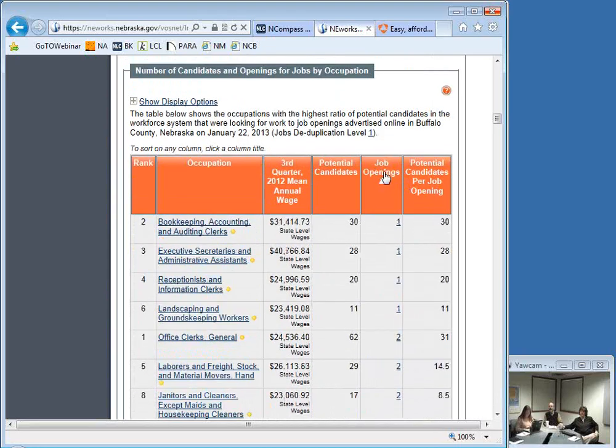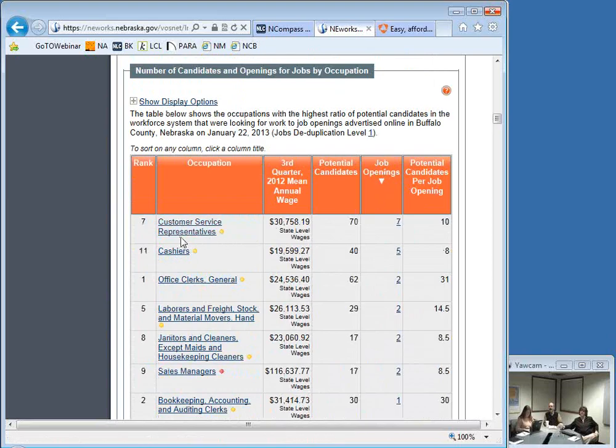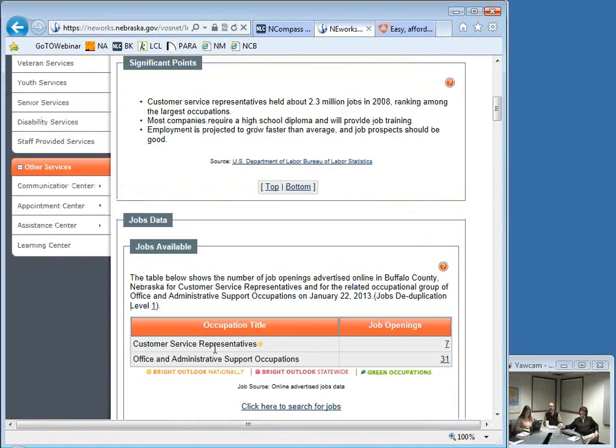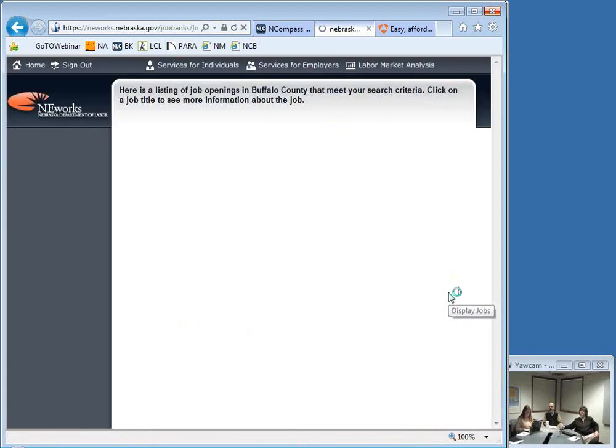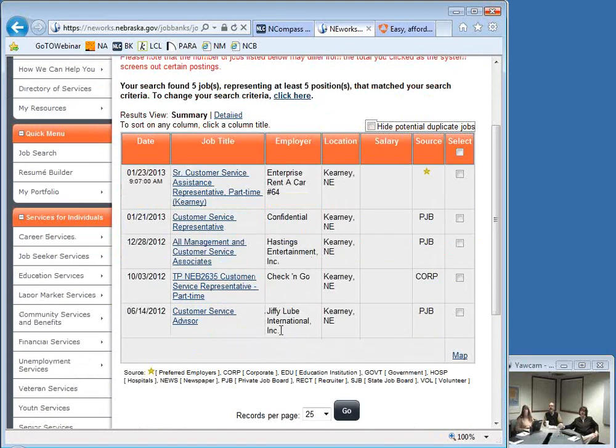If I click this, like for job openings, if I want to know who has the most job openings, I can just click the job openings anywhere in the words or in the box. So I can see somebody needs customer service representatives. And when I click on that, it's going to open up not only what customer service representatives do, but job openings, and I'd already seen there were 7, as well as office and administrative support occupations that might do this similar tasks or need those skill sets. So right here I can see in Kearney, enterprise, a confidential employer, Hastings Entertainment, Check and Go, and Jiffy Lube all need customer service reps.